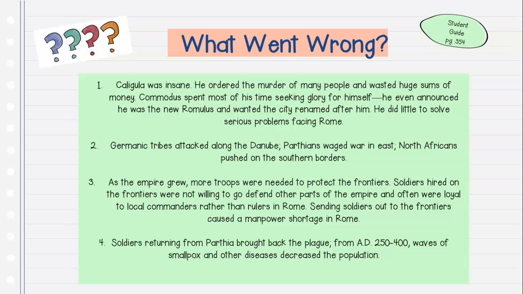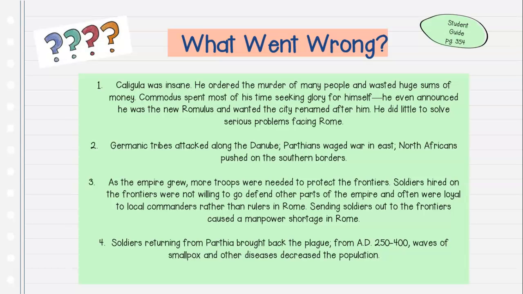Germanic tribes attacked along the Danube. Parthians waged war in the east. North Africans pushed on the southern borders. As the empire grew, more troops were needed to protect the frontiers. Soldiers hired on the frontiers were not willing to go defend other parts of the empire and often were loyal to local commanders rather than the rulers in Rome.